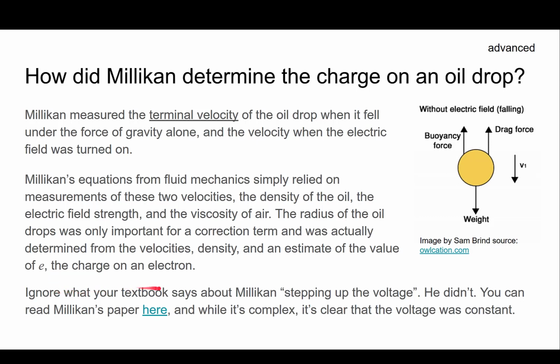Now, you can ignore anything in your textbook that says that he stepped up the voltage. He didn't. You can actually read his paper. It's freely available online. And it's complicated, but it's pretty obvious that in his experiments he kept the voltage pretty much the same with each oil droplet. From now on, we're going to look at the simplified version of his experiment. You'll see what I mean.